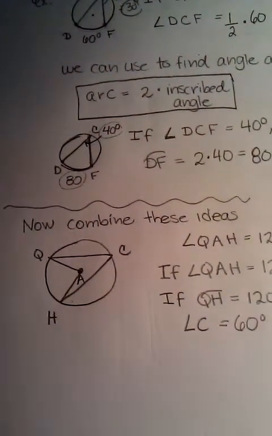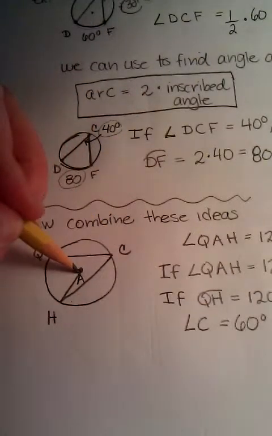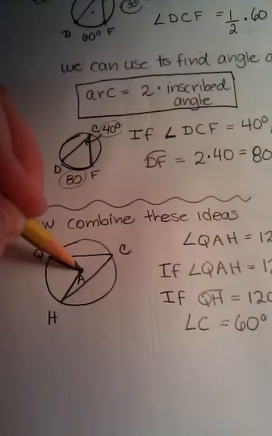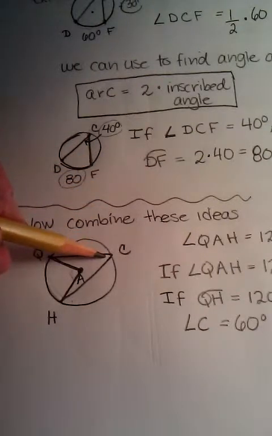Now we can combine some of these ideas. And this looks trickier, but it really isn't, because what I notice is here I have one central angle because it comes into the center. And I remember a central angle means that this measure of the angle is going to be the same as this because it is the center. And I know that this angle measure will be half of this length because that is an inscribed angle.